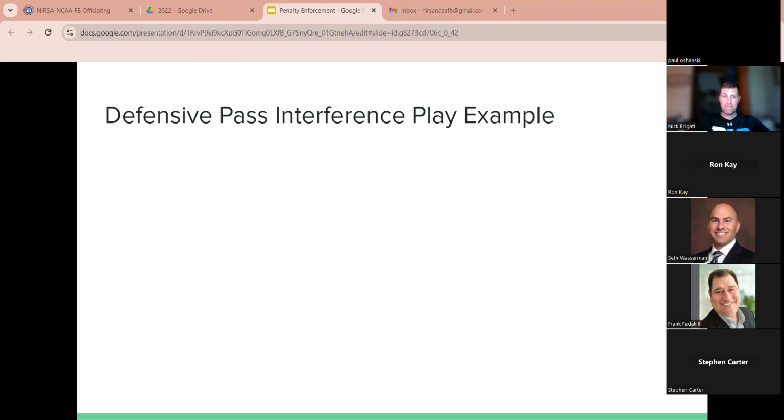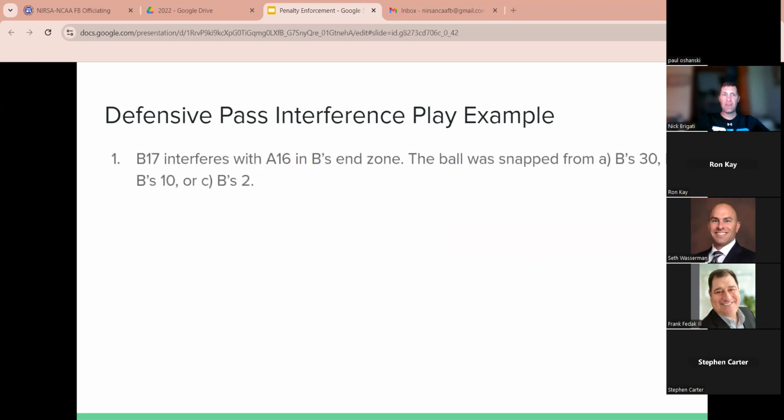For example, B17 interferes with A16 in B's end zone. The ball was snapped from A, B's 30, B, B's 10, or C, B's 2. Well, in A, we can go with a full 15. We'll go full 15 from the 30 to the 15. That's it. In B, we'll go from the 10 down to the 2, because that's as far as we can go, because we're snapping between the 17 and the 2-yard line, and the foul's beyond the 2.